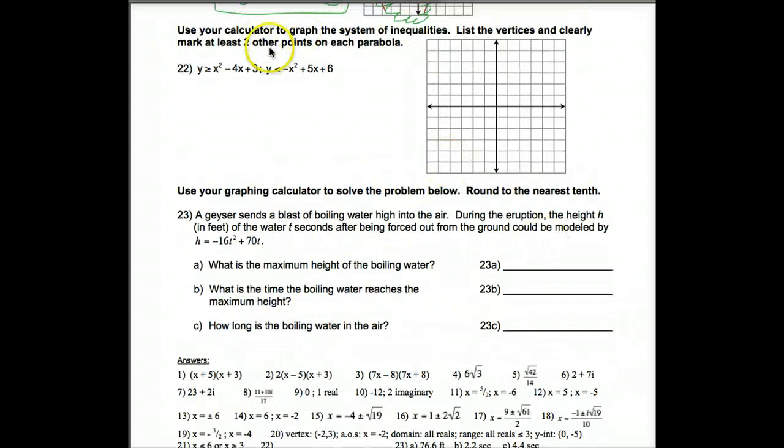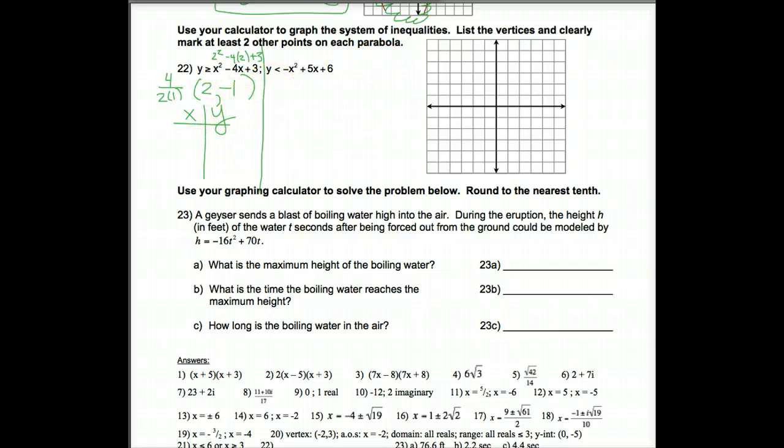Number 22, graph the system of inequalities. So really, we're just graphing these two different parabolas. So the first one, find the vertex, opposite of b over 2a. So the x-coordinate of the vertex is 2. When I plug that in, 2 squared minus 4 times 2 plus 3. So 4 minus 8 is -4. -4 plus 3 is -1. So that's my vertex. Again, you can use your calculator to come up with the other points.